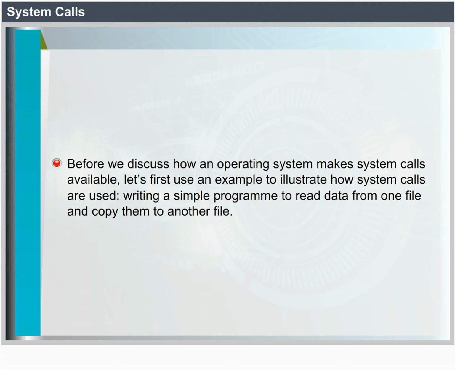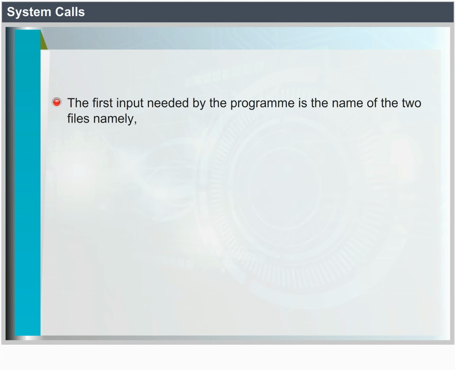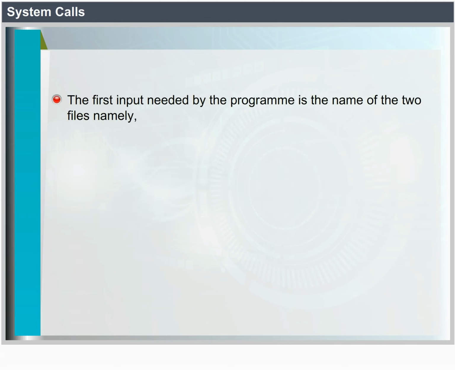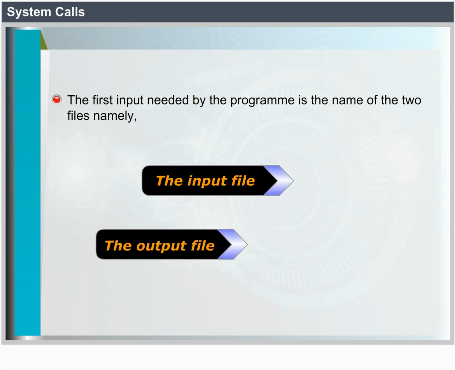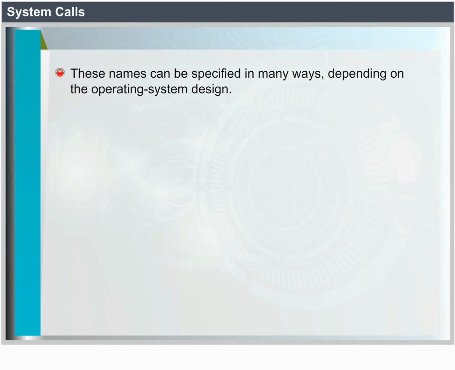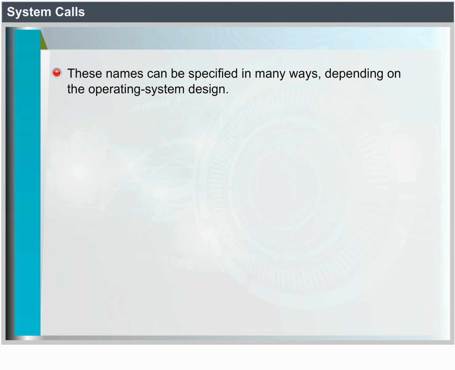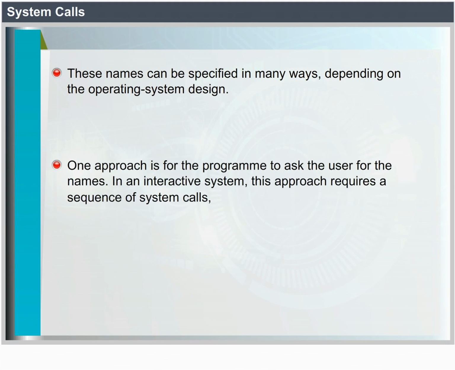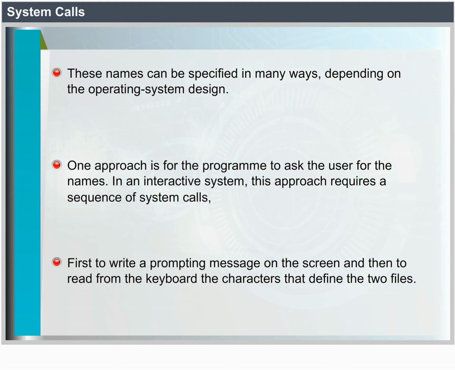The first input that the program will need is the names of the two files, the input file and the output file. These names can be specified in many ways depending on the operating system design. One approach is for the program to ask the user for the names. In an interactive system, this approach will require a sequence of system calls, first to write a prompting message on the screen and then to read from the keyboard the characters that define the two files.